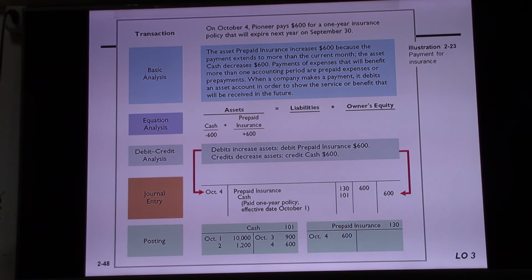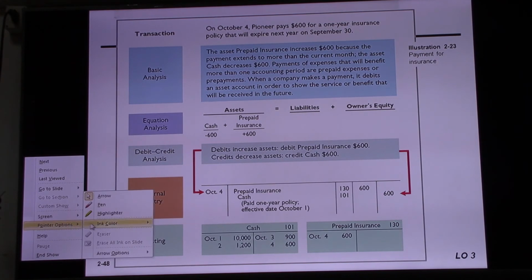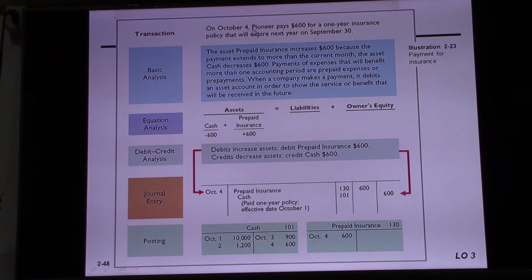On October 4, Pioneer pays $600 for a one-year insurance policy that will expire next year on September 30. So we paid in advance $600 insurance which will expire next year.